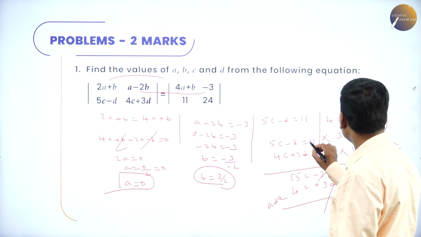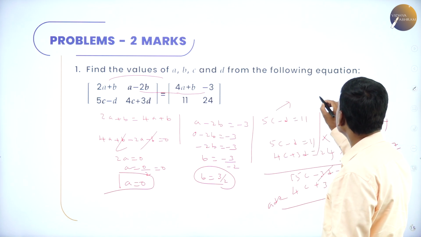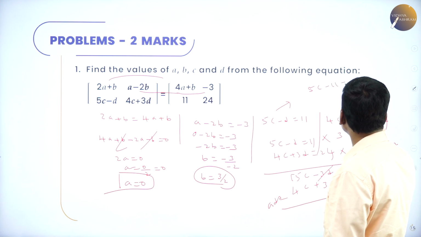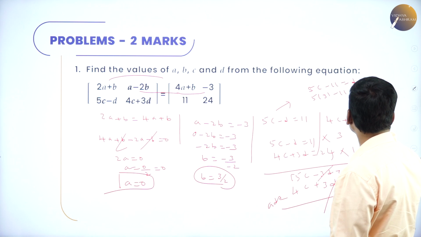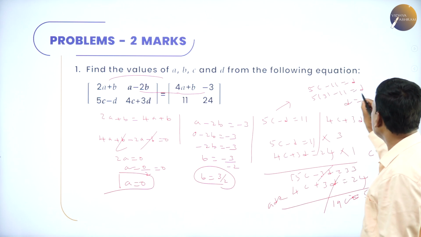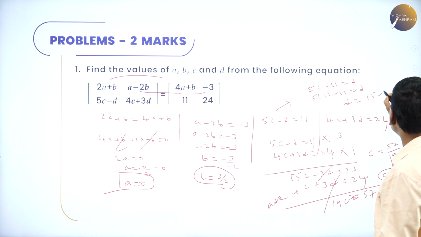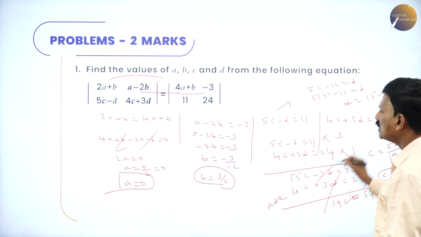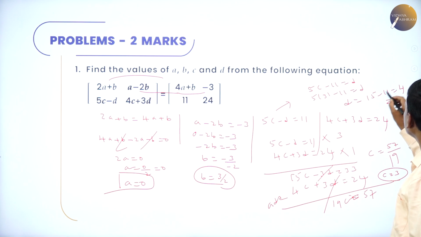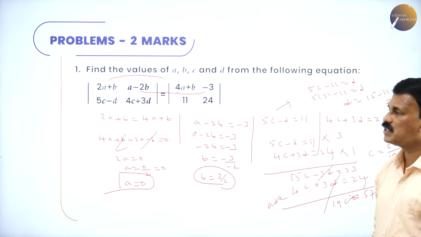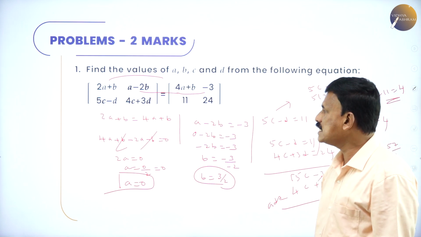Now to find D from this equation, 5C minus 11 is equal to D. Put the value of C. 5 into 3 minus 11 is equal to D. Therefore D is equal to 15 minus 11, which is equal to 4. So A is equal to 0, B is equal to 3 by 2, C is equal to 3 and D is equal to 4. These are the values of A, B, C and D.